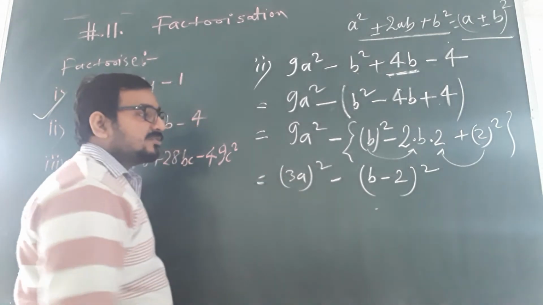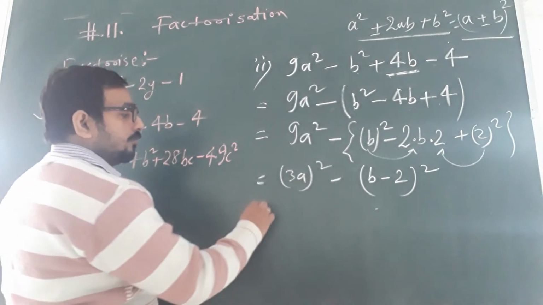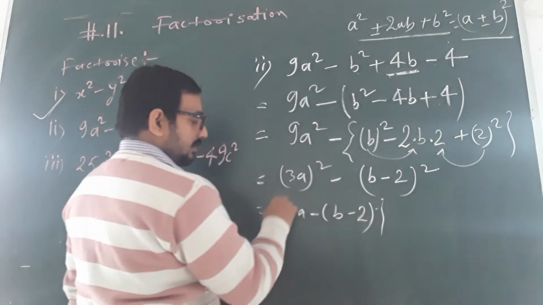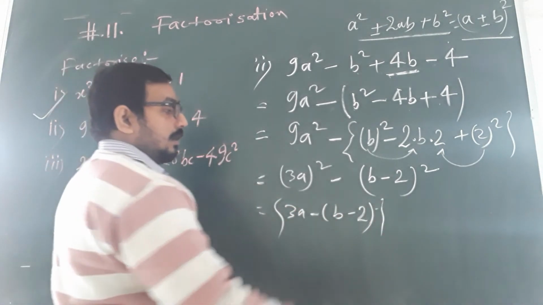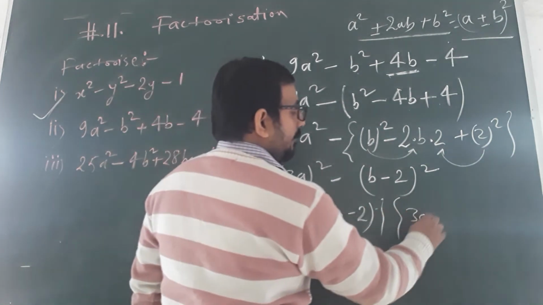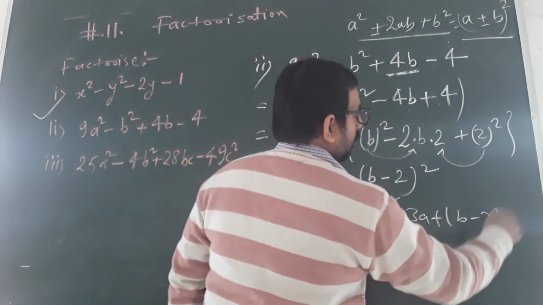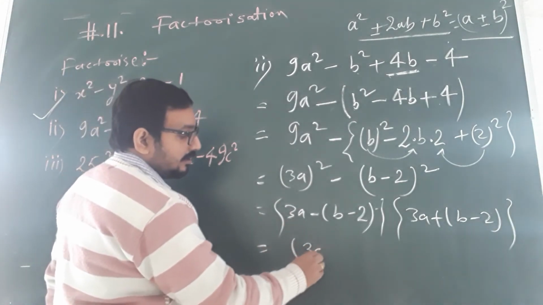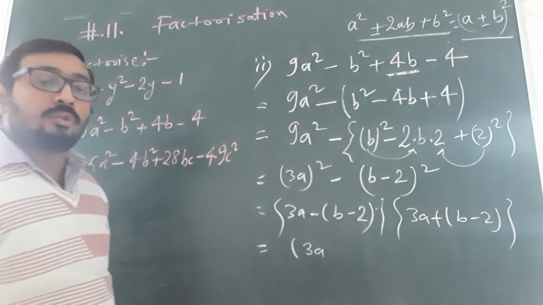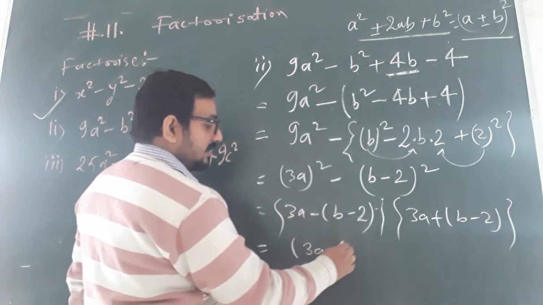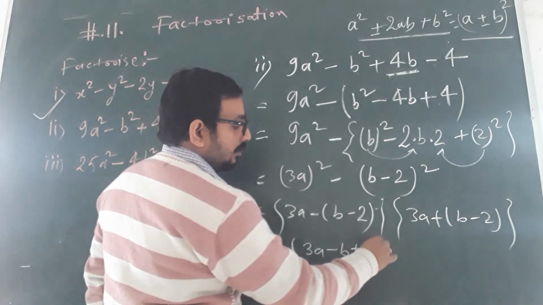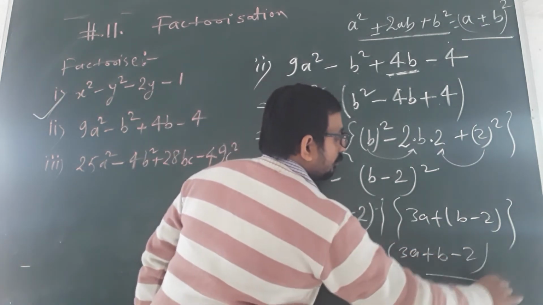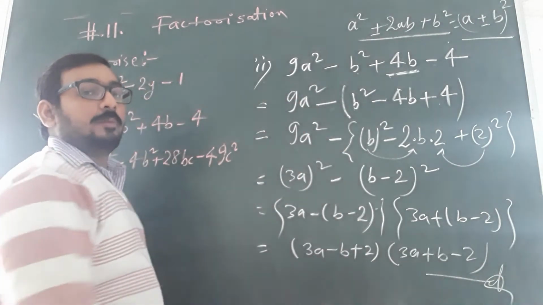Now again this is based on a squared minus b squared. So first of all a minus b, after that use a curly bracket. Again a curly bracket, this one is a plus b minus 2. Now remove the curly bracket. Use a small bracket. This one is 3a. Before this bracket we have a minus sign, so change the sign: minus plus minus b, minus minus plus 2. Now in this case also 3a plus b minus 2. This is your factors of this given algebraic expression.